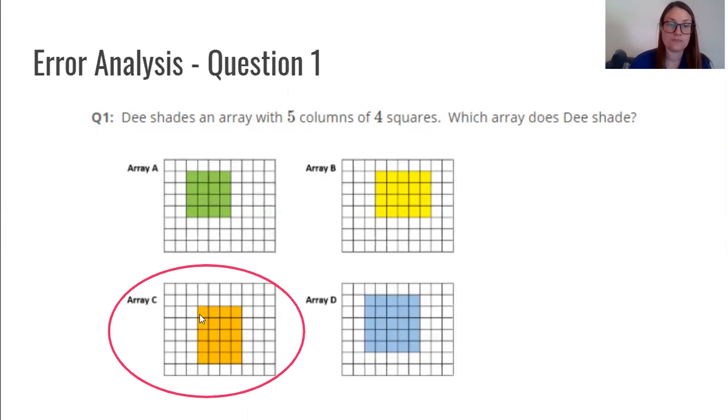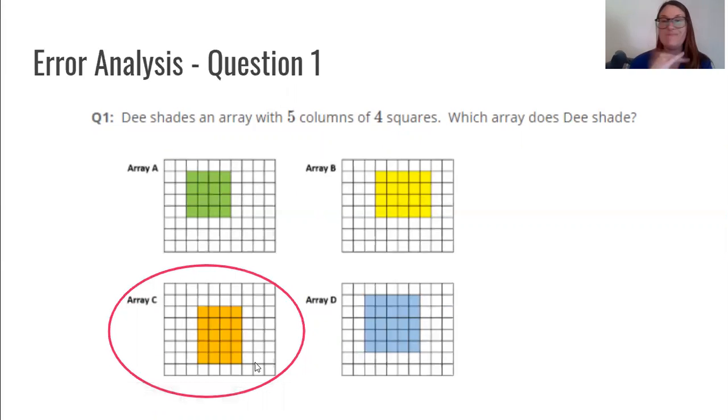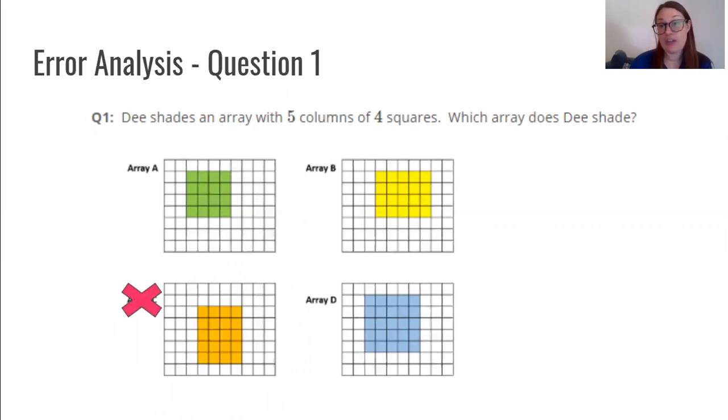So let's count. Here's 1 up and down, 2 up and down, 3 up and down, 4 up and down. Scholars, are there 5 columns in this array? No, there are not. There are only 4. So this answer cannot be correct. Again, we're looking for 5 columns with 4 squares in each column. So we want to look at the arrays that show us 5 columns.